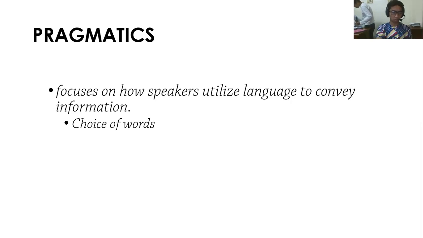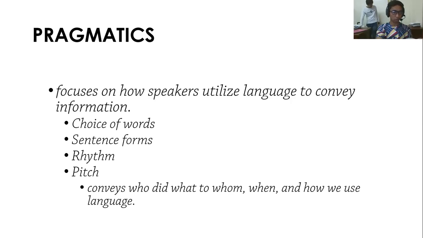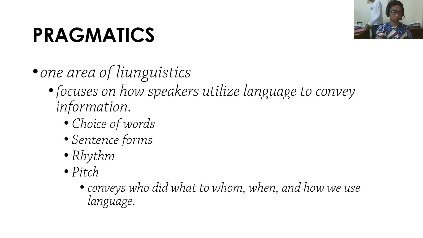Pragmatics revolves around how choice of words, sentence forms, intonation, rhythm, and pitch convey subtle features of messages. It also conveys who did what to whom, when, and how we use language. So this is another area of linguistics. It is also for us to accomplish specific speech acts like requests, apologies, appeals, threats, among others, which may bring us closer or alienate us from others.